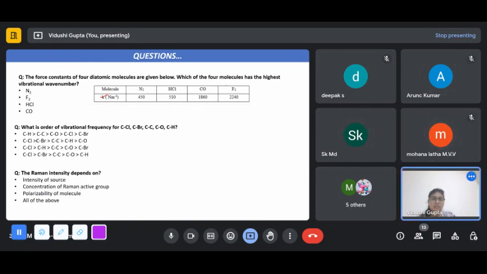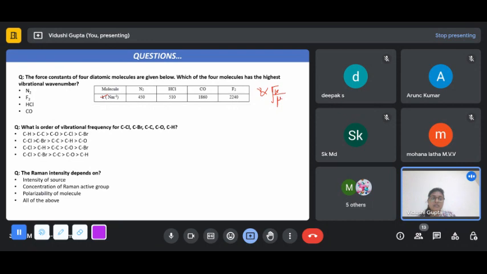Okay, but see, HCl and CO are heteronuclear diatomic molecules, and N2 and F2 are homonuclear. So just calculate according to reduced mass as well. The masses will be different for all molecules, because you know that frequency depends on both force constant and reduced mass. So take both into consideration.